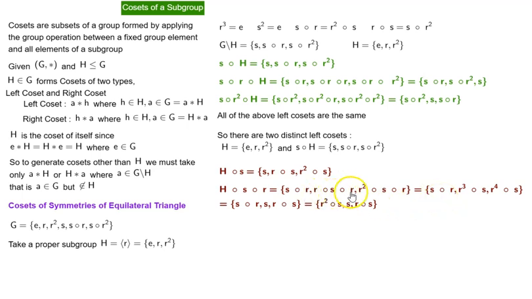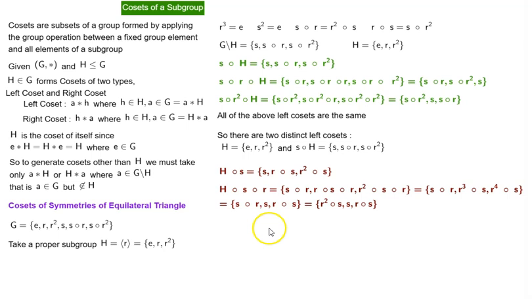Now R times S times R. Take it right to left. S times R is R square times S. So we have R times R square times S, which gives us R cube times S. Okay. Now here R square times S times R. So again, S times R is R square times S. So R square times R square times S, which is R to the power of 4 times S.